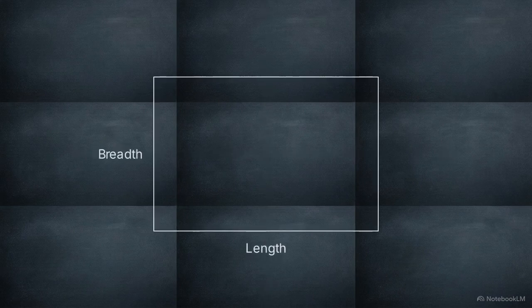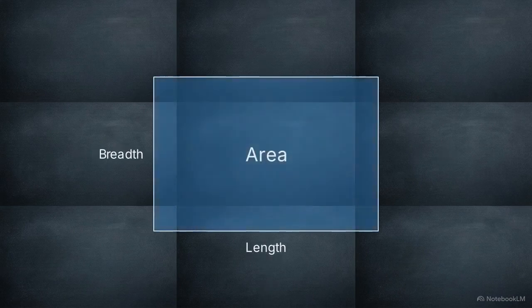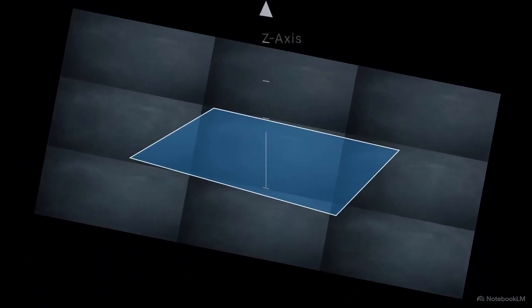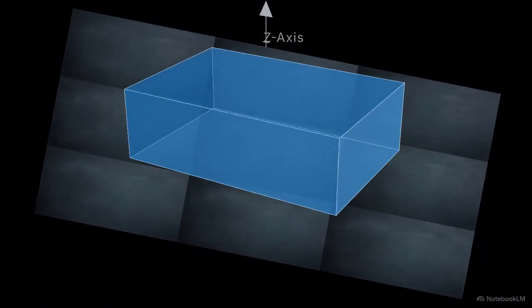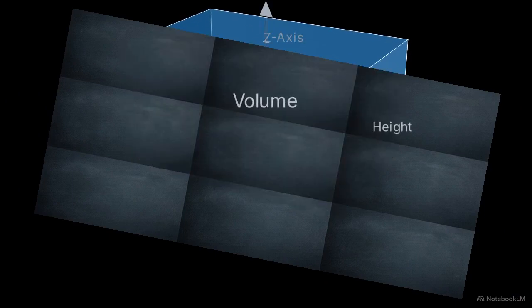They possess two dimensions, length and breadth. Because they lack depth, our measurements are limited to the interior area and the perimeter, the boundary wrapping around that area. When we add a vertical z-axis, a flat footprint extrudes into 3D space.